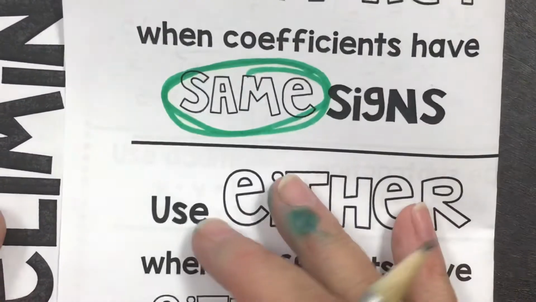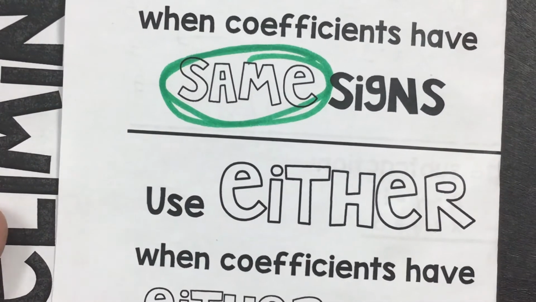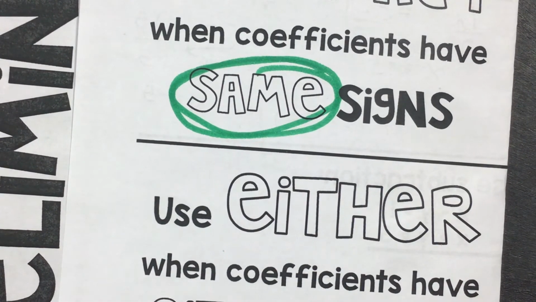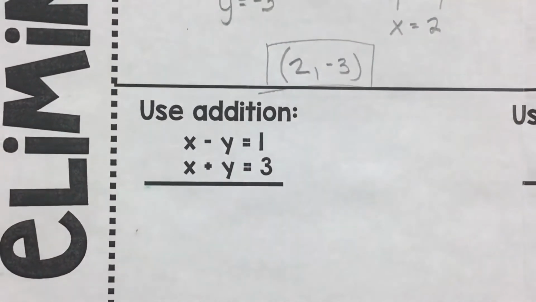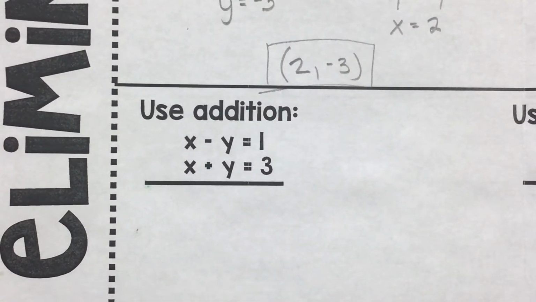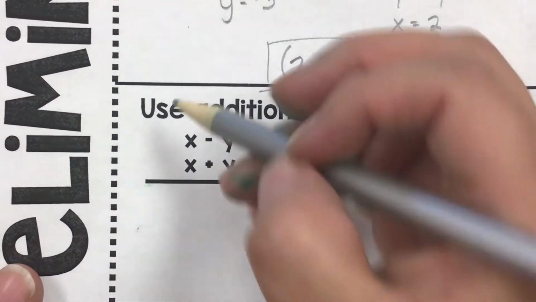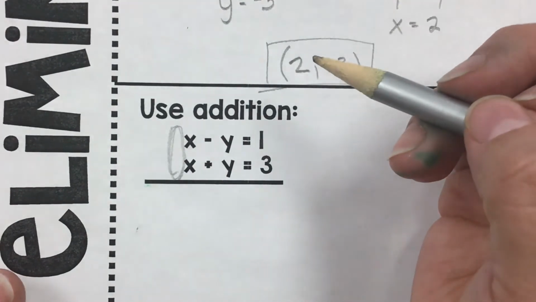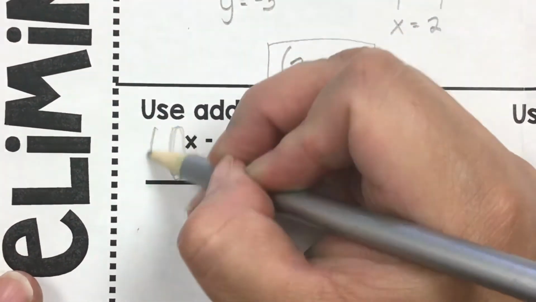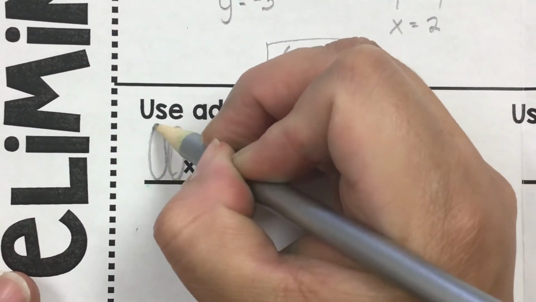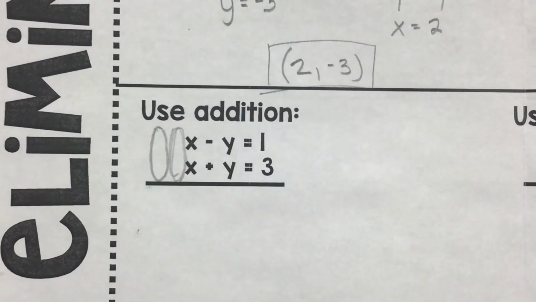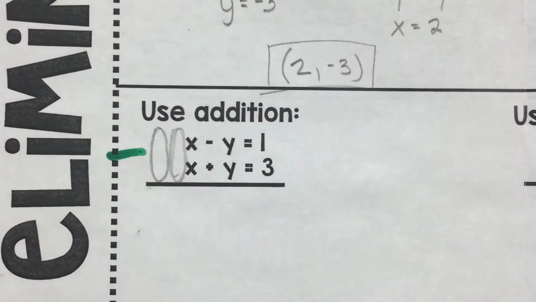On the last part, it says use either when coefficients have either sign. What does that mean? It makes more sense if we look at our two examples. So we're looking for the same coefficient. This does have a 1 in front of them, so that would be the same coefficient, 1 and 1. And then we have to look at the signs. This one has the same sign, subtract. Same sign, subtract. So we're going to subtract these two.